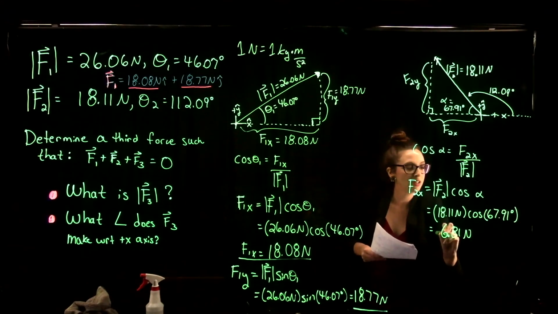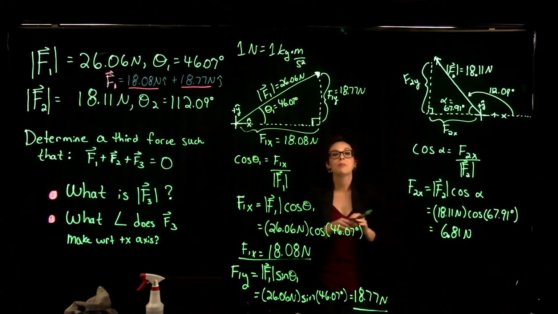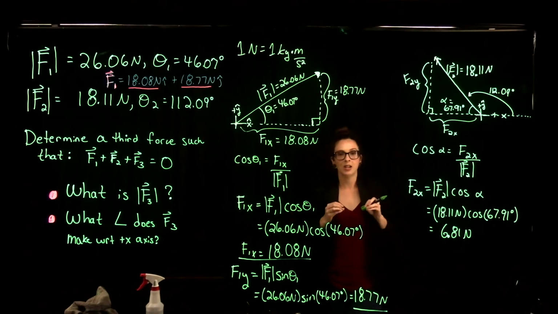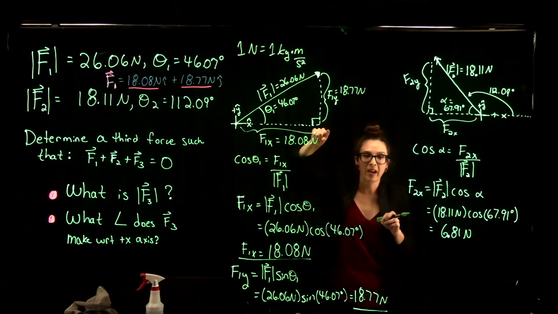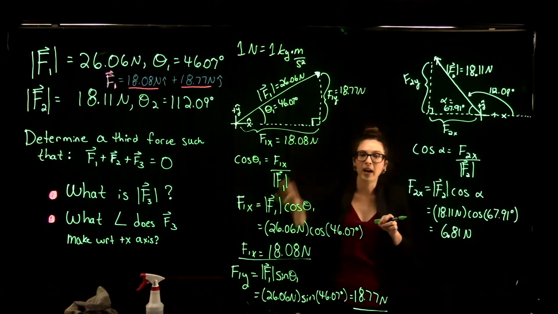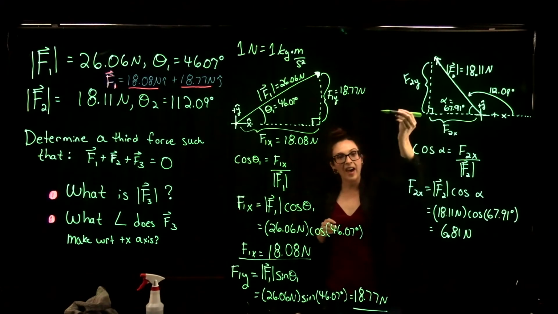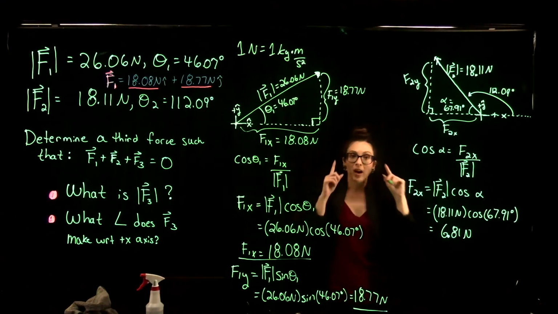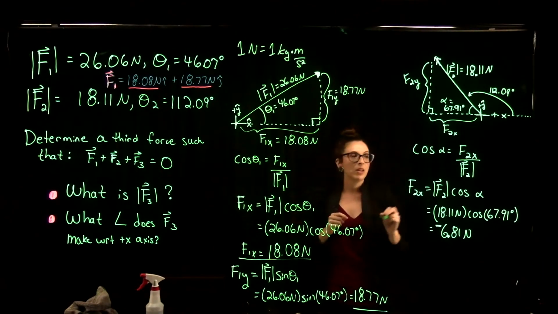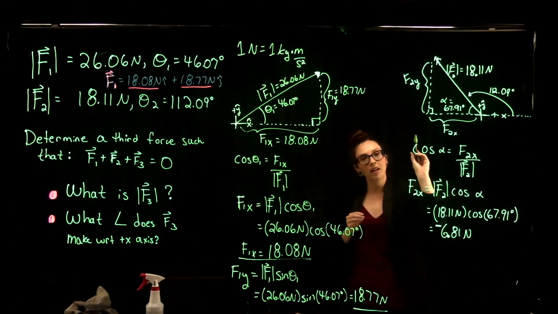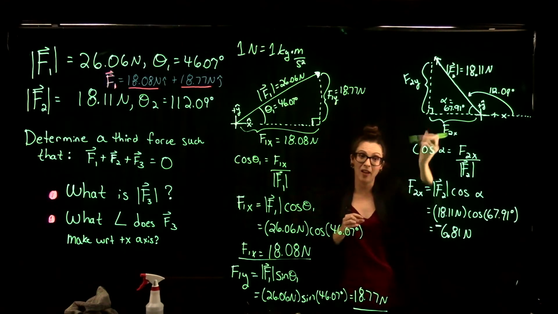6.81 newtons. Now, just like the other pre-lab that we worked on for the vector lab, you have to think about the direction of your vectors. So vector F1 went over in the positive direction in the x and up in the positive direction in the y, so those components are positive. This vector F2 went to the left, negative x component, so I have to remember to put a negative sign on this component. So the component of vector F2 in the x direction actually is negative because it's moving to the left.